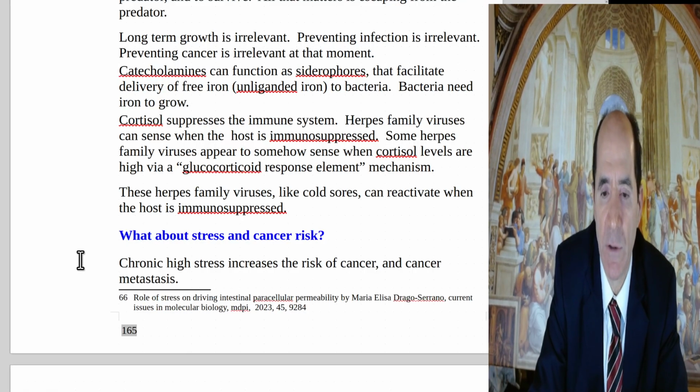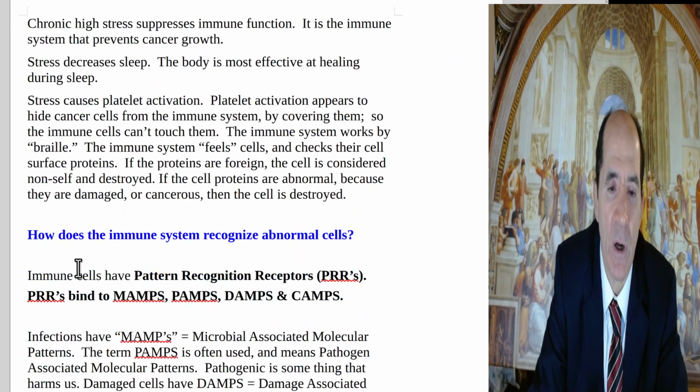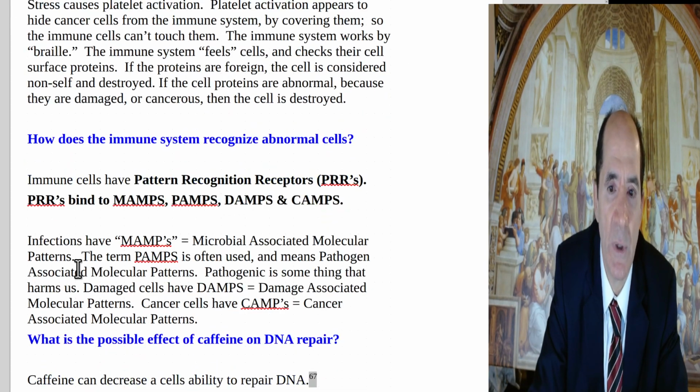What about stress and cancer risk? We talked about that. There's increased cancer risk. We talked about all the mechanisms of increased cancer risk.